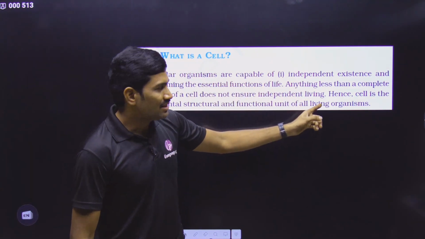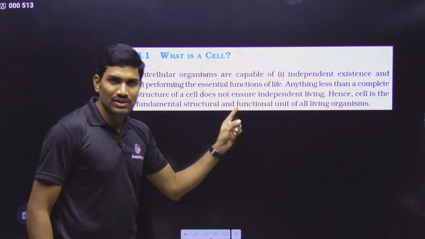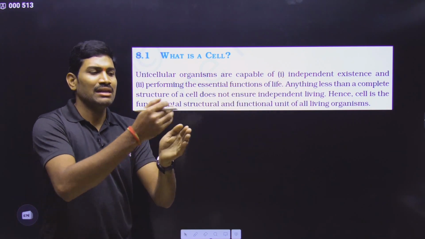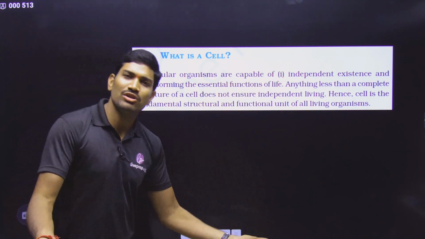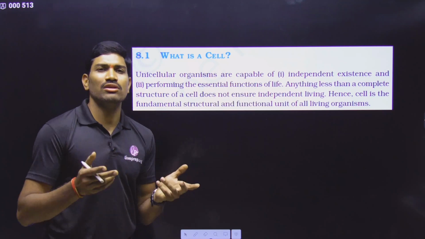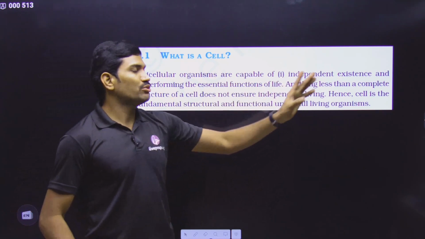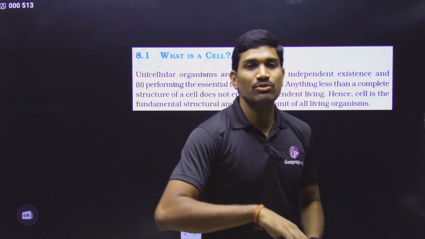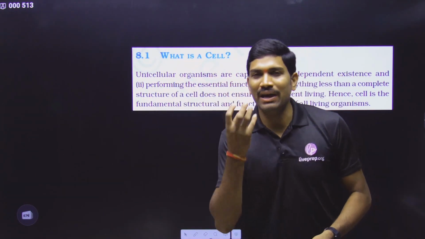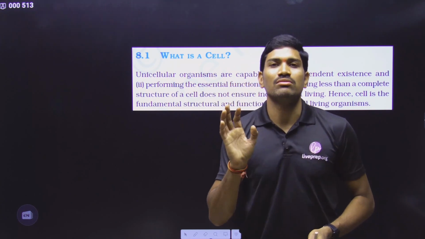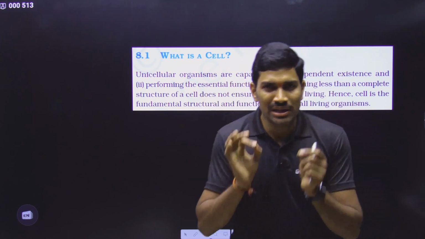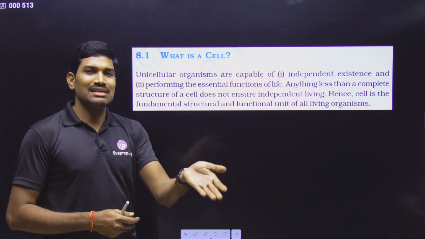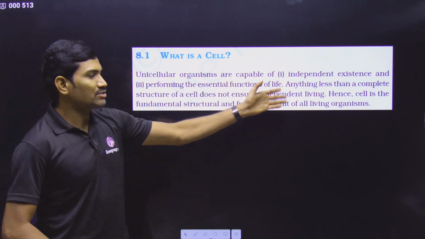Next one, anything less than a complete structure of a cell does not ensure independent living. That means if something has a structure less than the cell, that means the cell is not there. Less than the cell means the cell is not there. In that case, it does not ensure independent living. So in that case, it cannot live independently. So they may ask a question: what is the minimum or the basic thing that can live on its own? That is the cell. Cell is the minimum or the basic thing that can have independent existence. And if something is less than the cell, it cannot live independently. That's what they are saying.